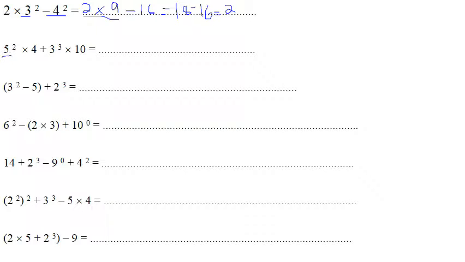Also here we have exponent, multiplication, addition, exponent. Exponent is the strongest. 5 squared, the answer is 25 times 4, plus 3 cubed is 27 times 10. Now here we have multiplication and addition. Multiplication will be the strongest, so 25 times 4 is 100, plus 27 times 10 is 270. Now we add and we get 370.